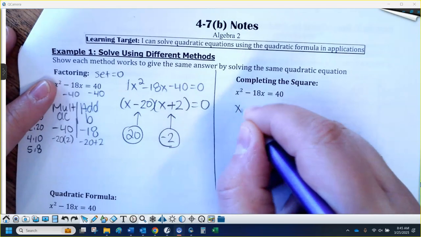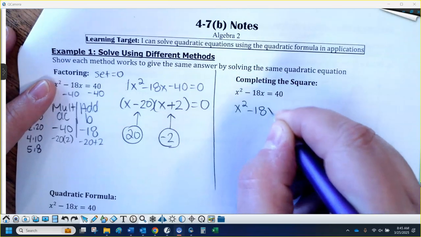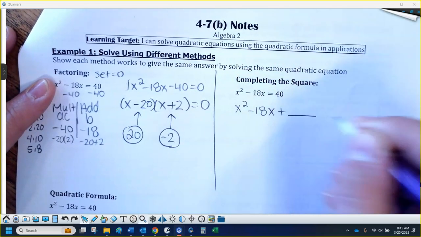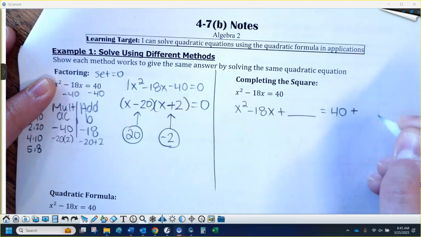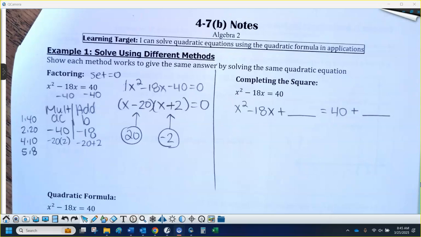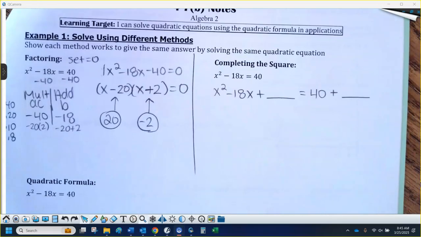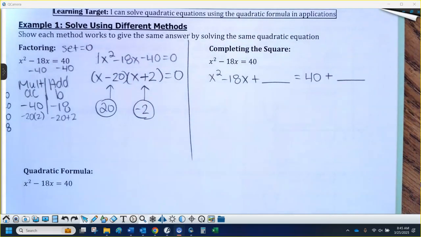So what I'm going to do here, I'm going to write x squared minus 18x plus, we'll just leave a little blank here. On the other side, I'm going to keep that 40, and I'm going to add that little blank to the other side, because we're going to add something to complete the square on the left, and I got to keep my equation balanced. So whatever I do there, I got to do it to both sides of the equation.